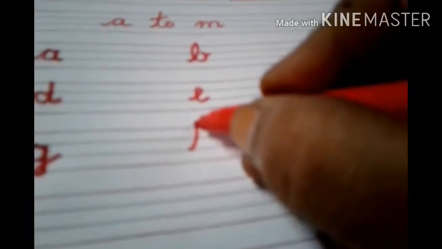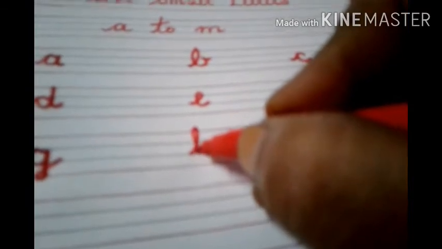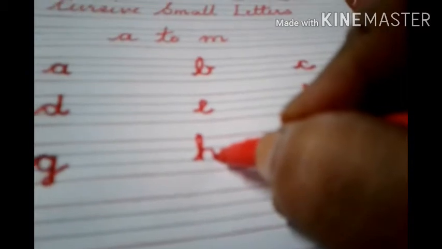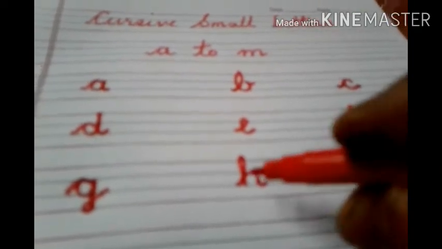Now next letter is H. Place your pencil on the third line, move to the top line, touch the top line, turn left, come back to the third line, then again go to the second line, make a curve, come back to the third line, make a small curve touching the third line. This is letter H. H for hen.